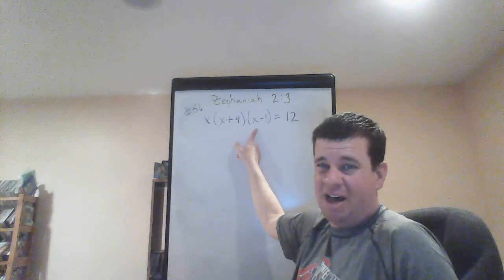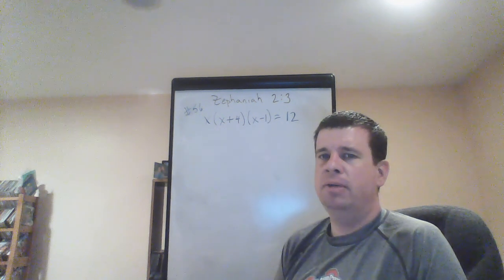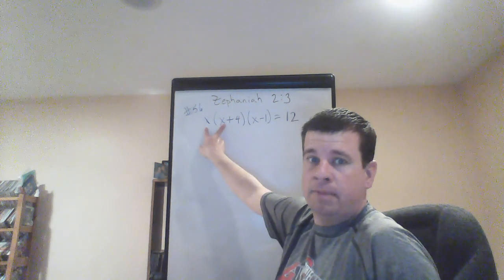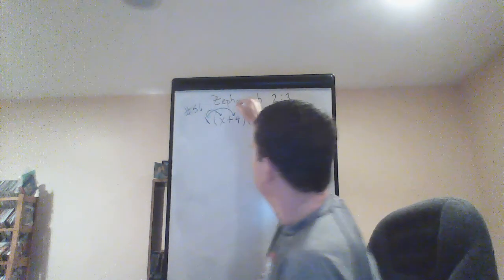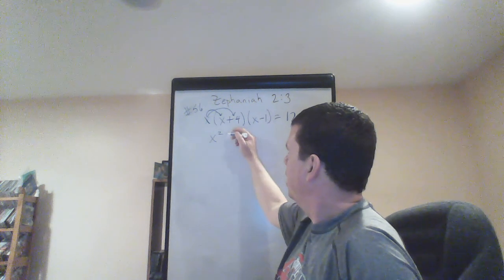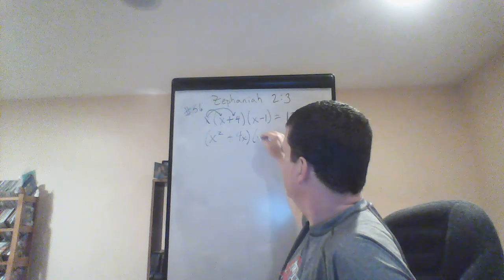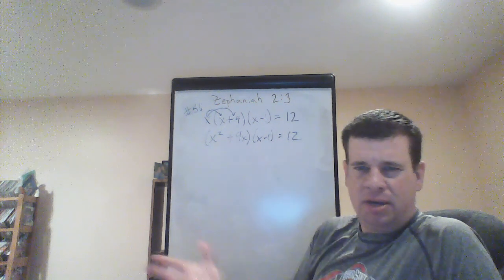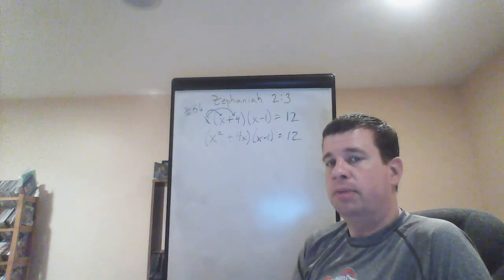Now, we haven't talked a lot about multiplying three things. So how do you multiply three different polynomials? The answer is you don't. You do two at a time. So I'm just going to multiply these two, x times x plus 4, and that is the distributive property, all right? So x times x is x squared, and x times 4 is 4x. And now I still have to multiply that by x minus 1, and it still equals 12, okay? I'm going to keep the rest of the equation the same. All I've done is multiply those first two polynomials.